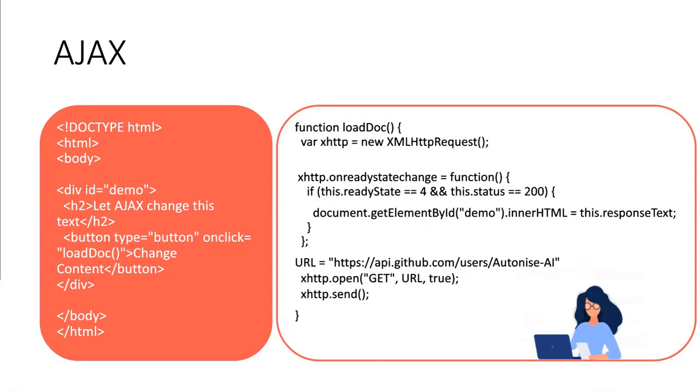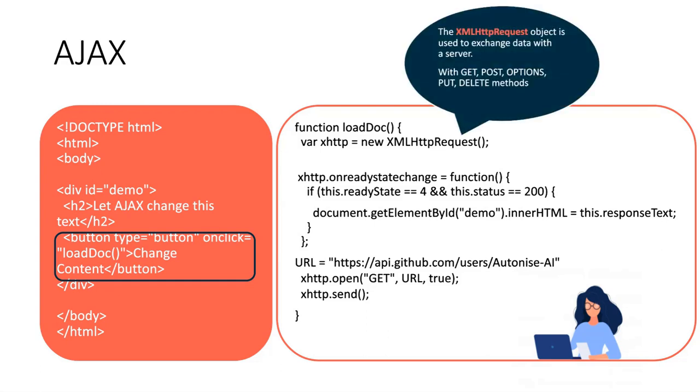On the left, we have a very simple HTML page in which we have a division with the ID demo. In this division, we have an H2 heading which says "Let AJAX change this text." Then we have a button of type button, and we have a DOM event attached to it which says onclick equals loadDoc. loadDoc must be a JavaScript function then. On the right, we have defined the loadDoc function.